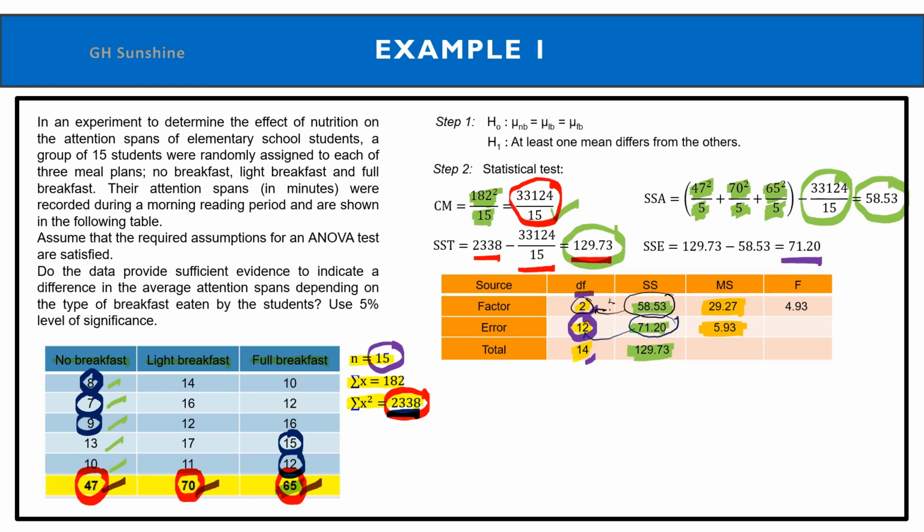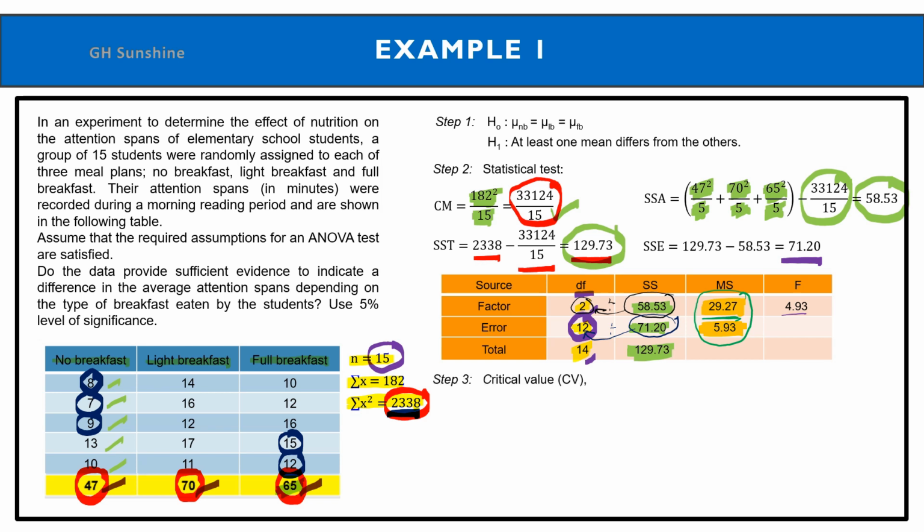71.20 divided by 12 equal to 5.93. And then last one. Last calculation here is to find the F statistic or F calculation. How? This one is based on MS values. 29.27 divided by 5.93 equal to 4.93. So this one is step by step how to construct the ANOVA table.